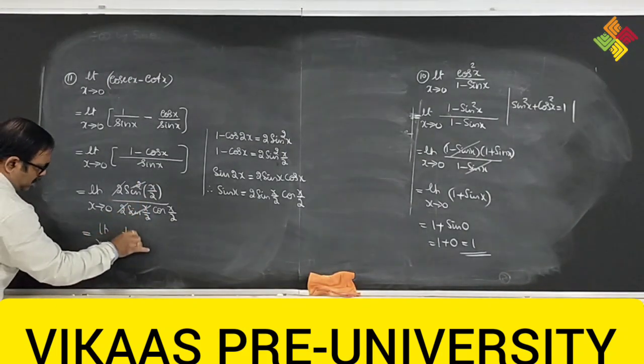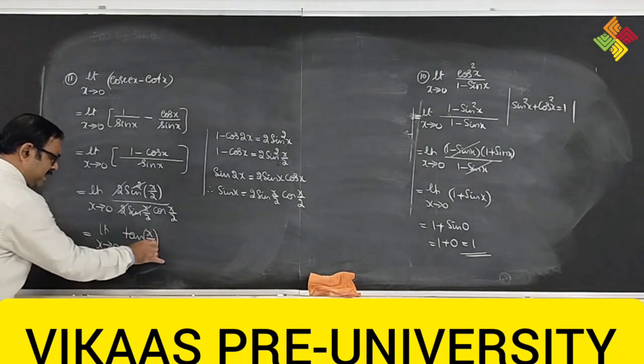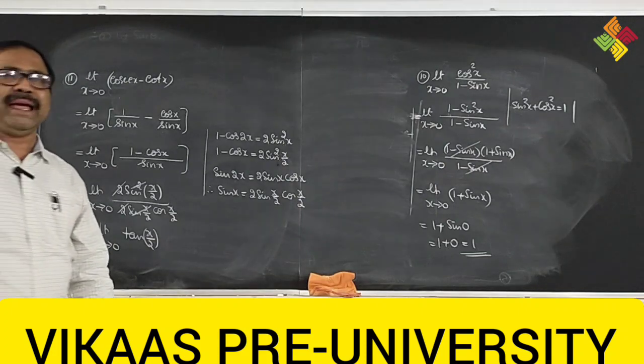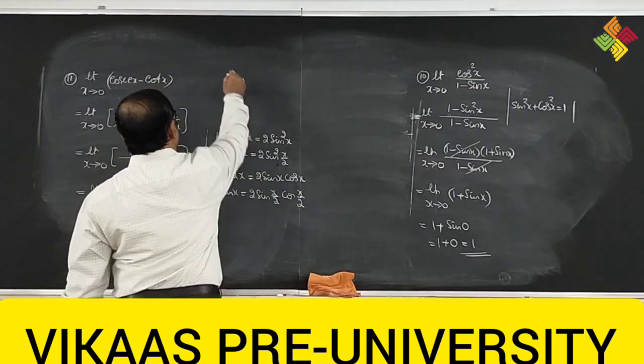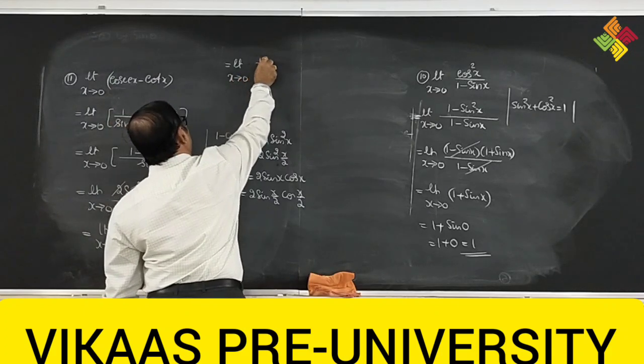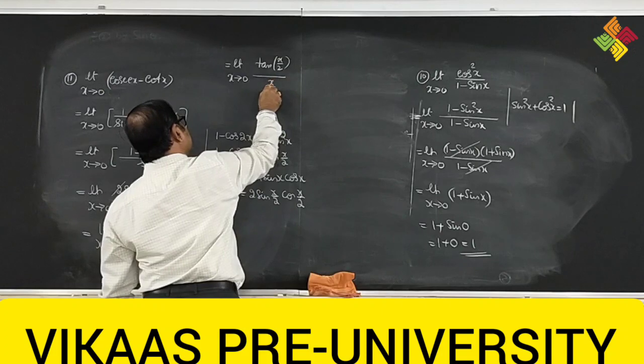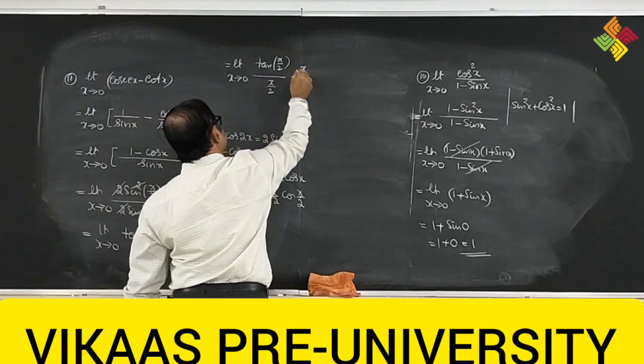Limit x tending to 0 tan x by 2. Correct? Limit x tending to 0 tan x by 2. Now we write it as limit x tending to 0 tan x by 2 divided by x by 2 into x by 2.